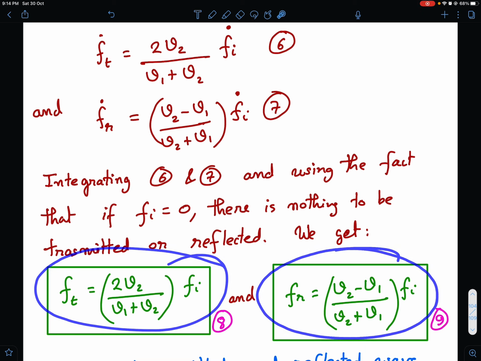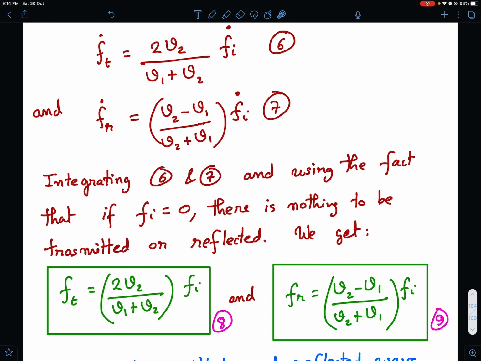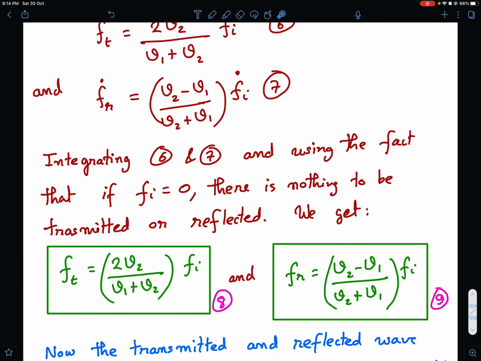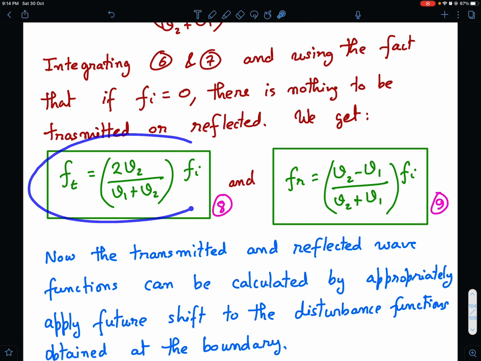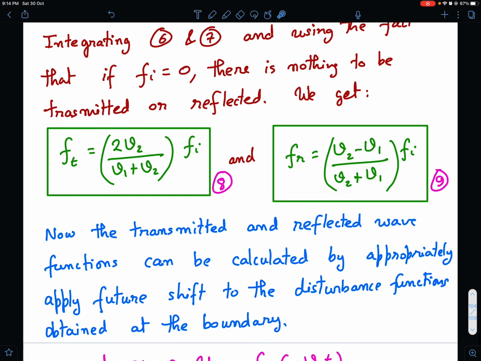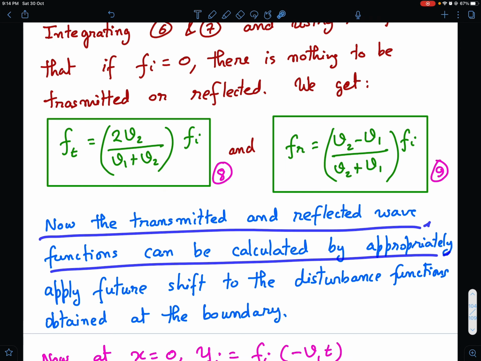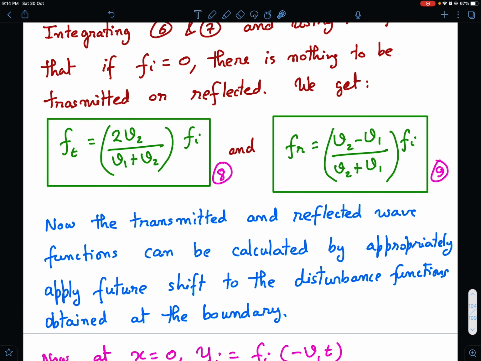Please note, so far I have found the relationship only between the disturbances at x equal to 0. So far I have not calculated the wave. I will be calculating the wave from the disturbance later on. So this is the relationship between the transmitted disturbance and the incident wave, and this is the relation between the reflected disturbance and the incident wave. These are the important results which you can commit to memory, and they can be applied to any arbitrary function.